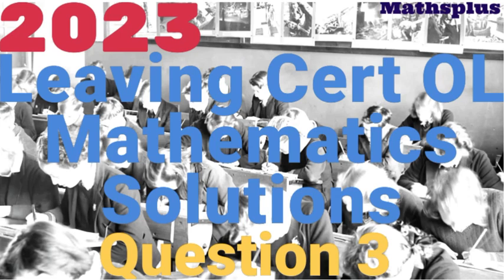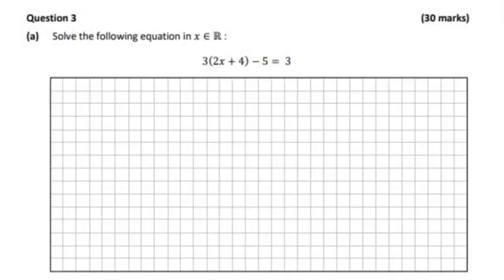Question 3 of the ordinary level 2023 Leaving Cert Maths. So first of all, we have some algebra here we're going to multiply in and solve. So let's distribute in. So we have 3 by 2x plus 4. Just bring over your 5 and change the sign before we start multiplying. Okay, now distribute the 3 in to both parts inside.